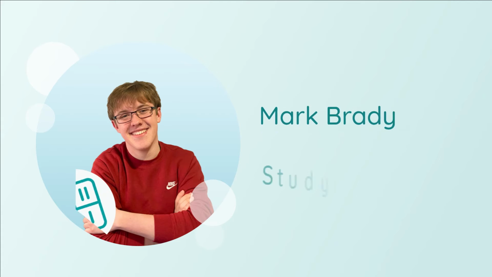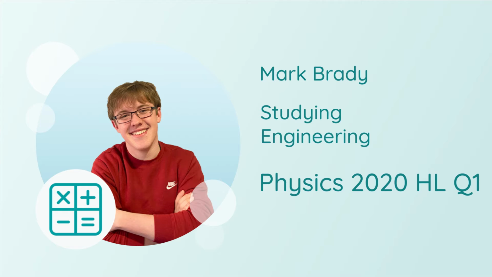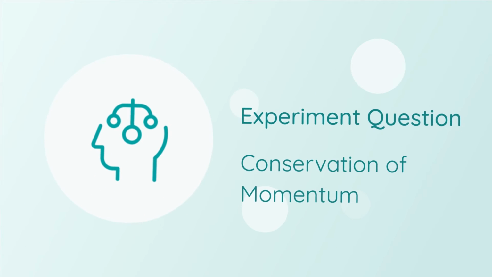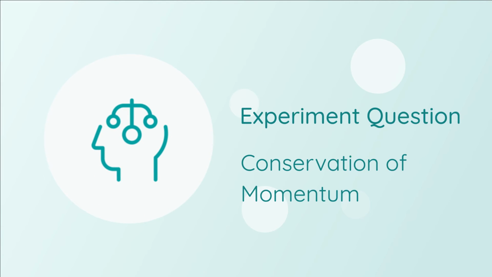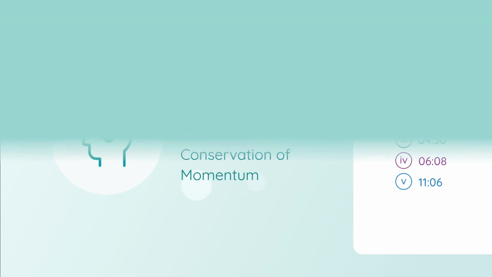I'm studying engineering at Trinity College Dublin, and in today's video we're going to tackle the higher level physics 2020 paper. Specifically, we're going to be looking at question 1, which is worth a total of 40 marks. It is part of the multiple choice experimental section on the paper, and question 1 tends to be based around mechanics, and in this case this question is on the conservation of momentum. Let's get straight into the question.